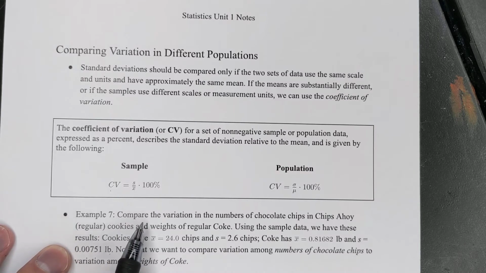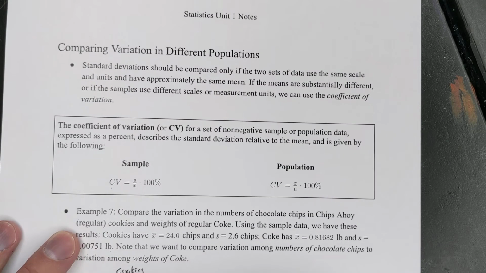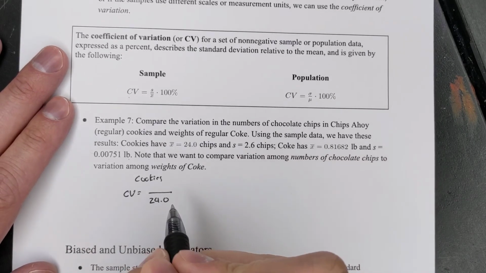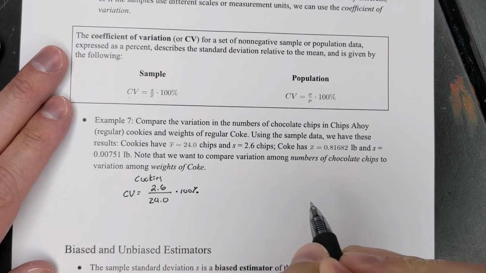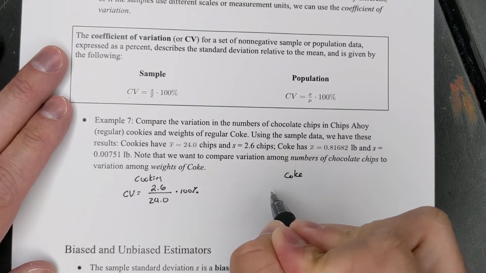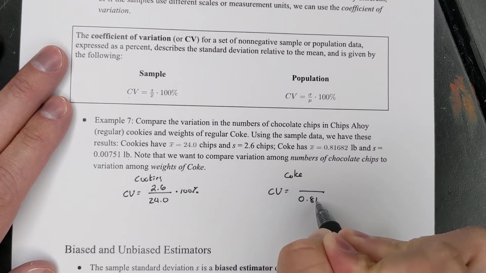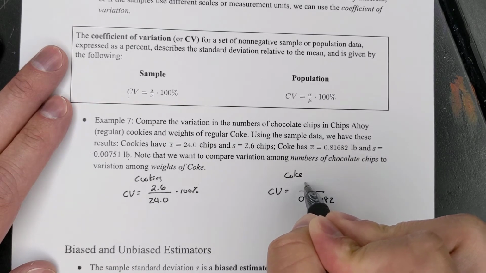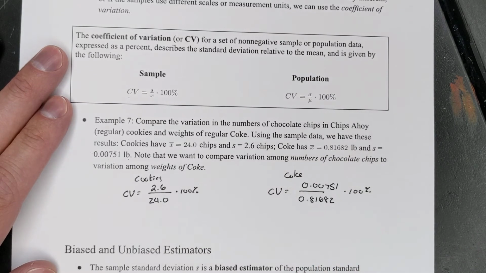Here, example 7: compare the variation in the numbers of chocolate chips and in Coke can weights using the sample data. For cookies, our CV will be, on the bottom we have our average, 24.0. On the top, you've got S, which is 2.6, and we're going to multiply that by 100%. For the Coke, same thing. On the bottom, you have the x-bar, 0.81682, and on top, the S value, 0.00751, and once again, times 100 because we're making everything a percent.